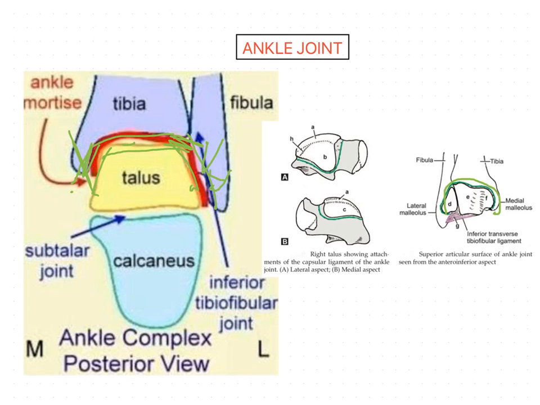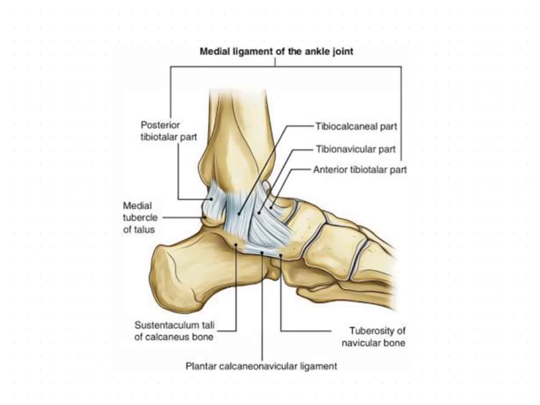Simply we can say the fibrous capsule is weak and it is attached all around the articular margins of the ankle joint. Now we will see the other ligaments, that is the medial ligament of the ankle joint or deltoid ligament. This is a very strong ligament which is triangular in shape and which is present on the medial side.